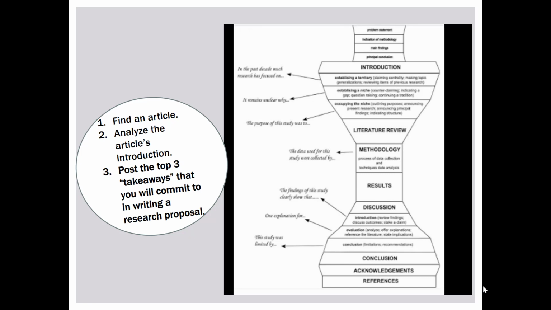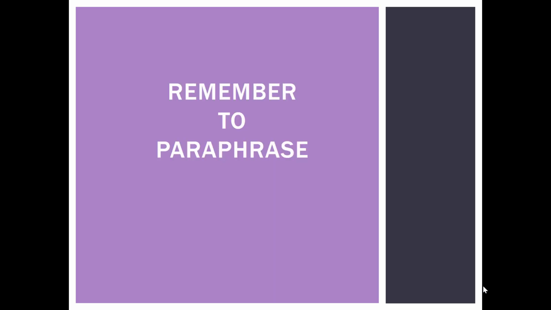For this module, in this week, find an article on a topic that relates to an area of interest of yours, preferably using a single subject experimental design. Analyze that article's introduction, and then post on the discussion forum the top 3 takeaways that you will commit to in writing a research proposal. It might be something that those authors did that you wish to replicate. It might be something they did that you'd want to avoid. Give us your top 3 takeaways from reviewing and critiquing someone else's introduction.